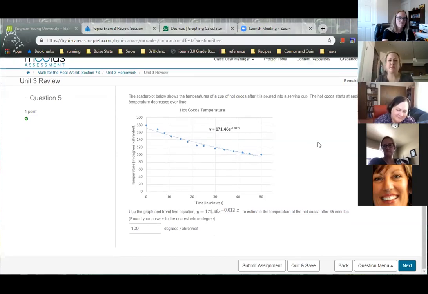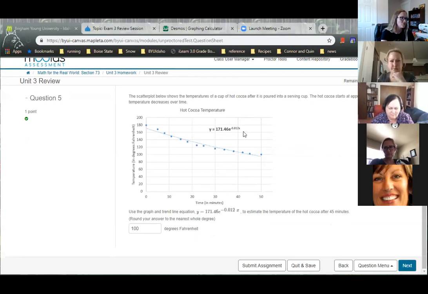Okay, so the trickiest part about this for me is the order of operations. That's what I wanted to go over again, to make sure I know what to do. It gives you an equation here. It has our trend line and it gives you the equation for that. Mine is saying estimate the temperature of the hot cocoa after 45 minutes.